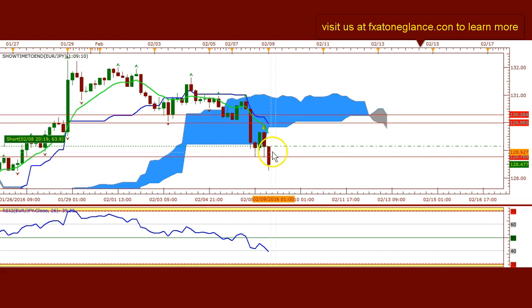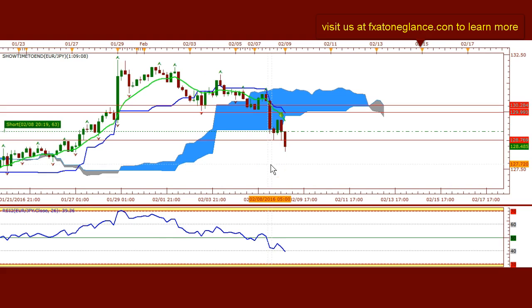Now we may see a pullback, but just looking at the RSI, you could see the RSI is below that 50 level, and that's showing us that we have strong momentum still to the downside. And also looking at our future has just had a nice bearish crossover, so the future is dark, and our breakout seems to be working pretty well. So we currently have 63 pips here.